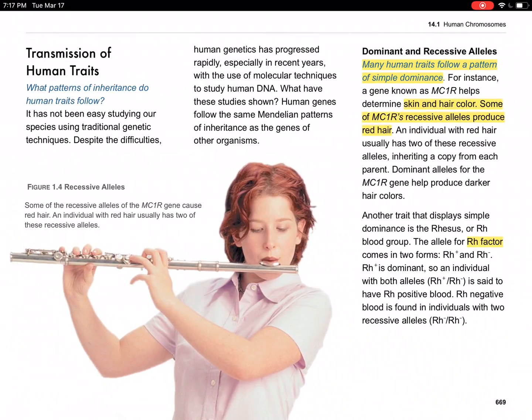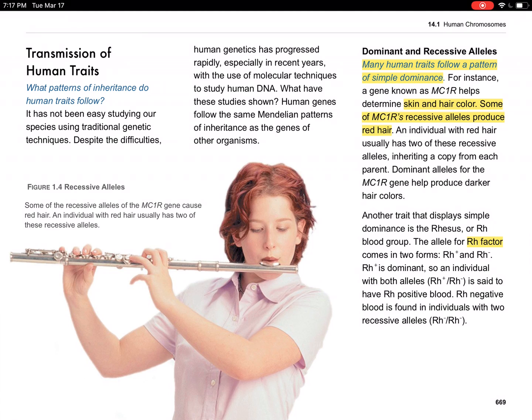All right, transmission of human traits. Human genes follow the same Mendelian patterns of inheritance as the genes of other organisms. Number 2, dominant and recessive alleles. Many human traits follow a pattern of simple dominance.